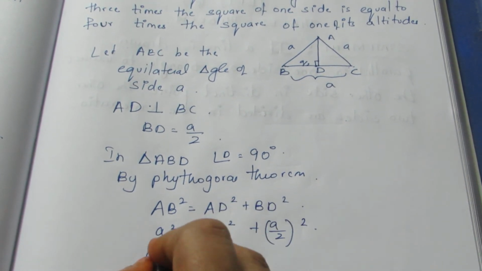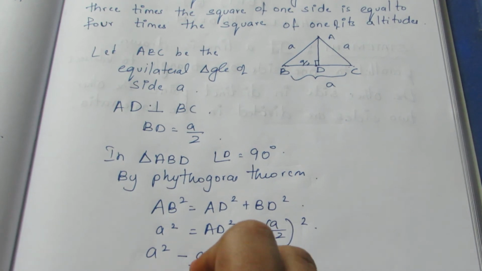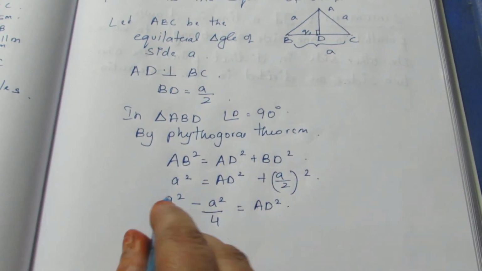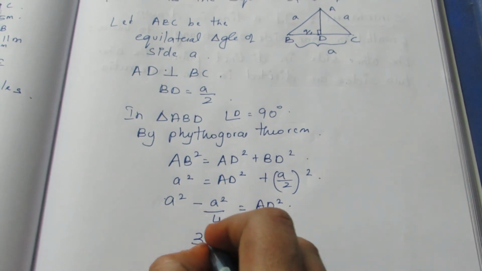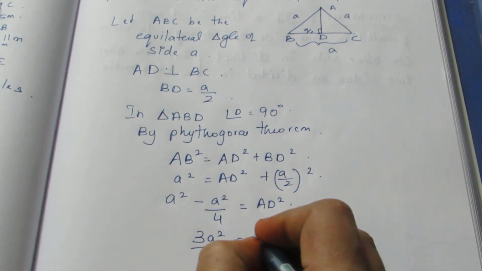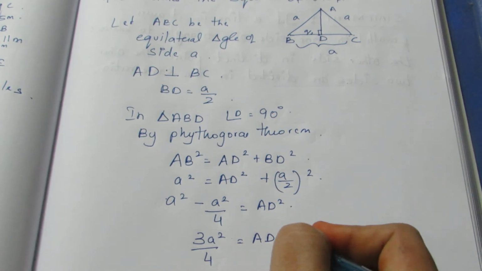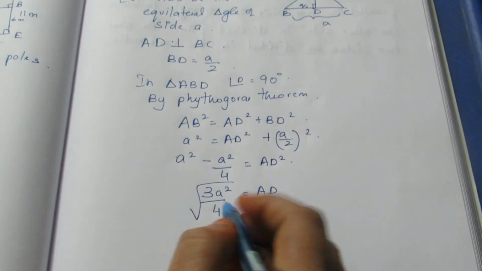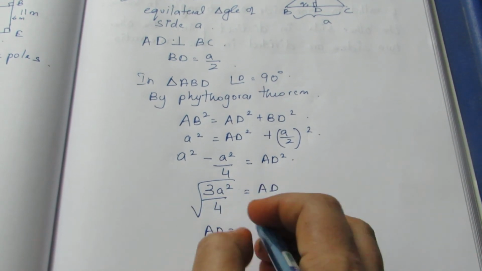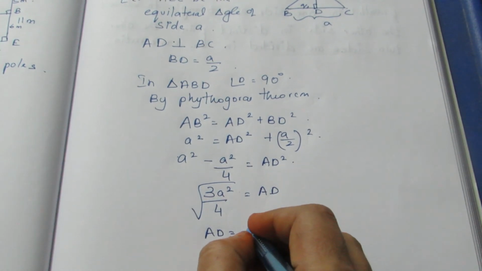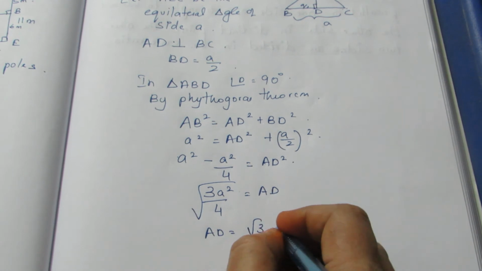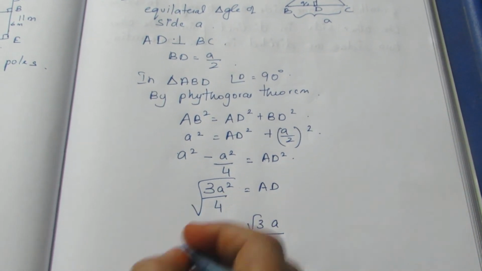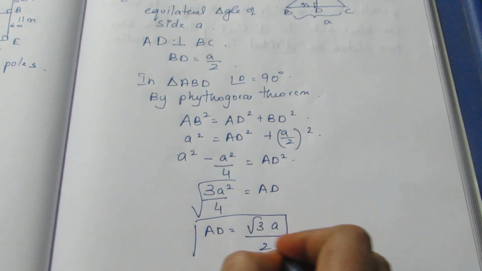Now bringing this to this side, it becomes A square minus A square by 4 is equal to AD square. While taking LCM, 4 minus 1 will become 3A square by 4 equal to AD square. If I take the square to this side, it becomes root. Here for AD we can take the root of A square to be A. Here it becomes 2, root 3 we can't take, so we have found the value of AD.